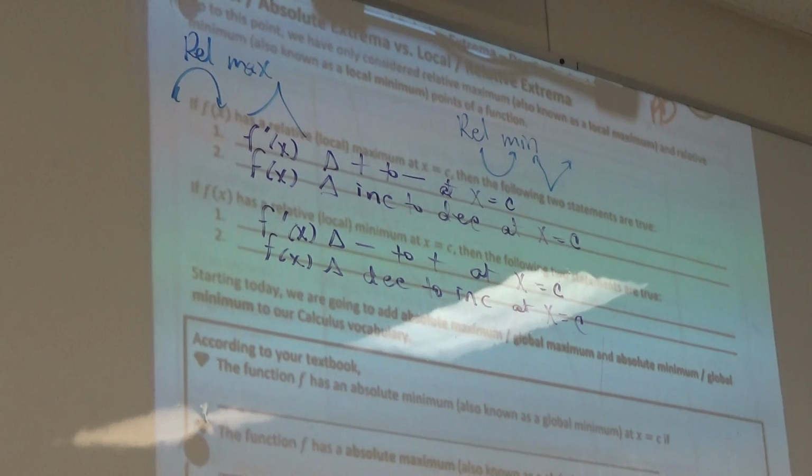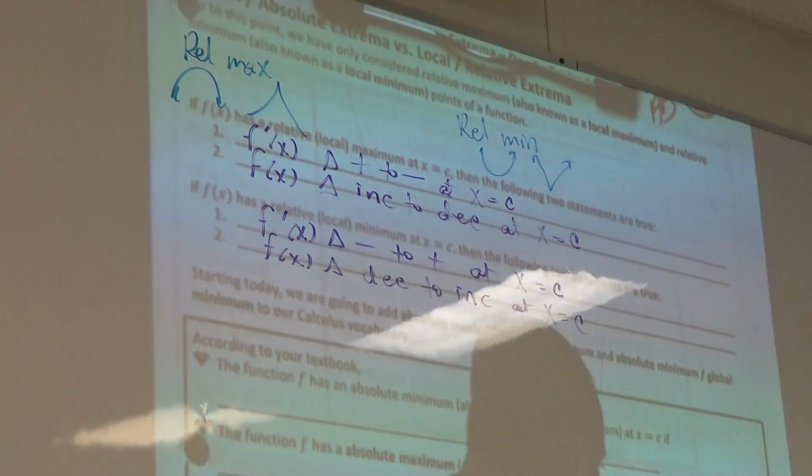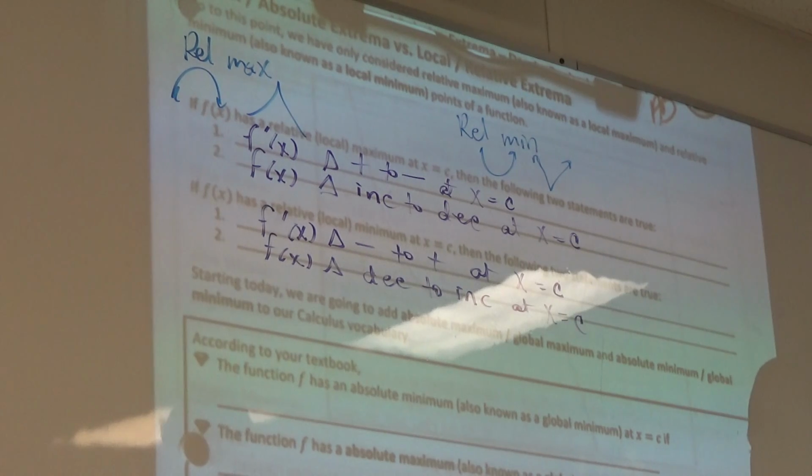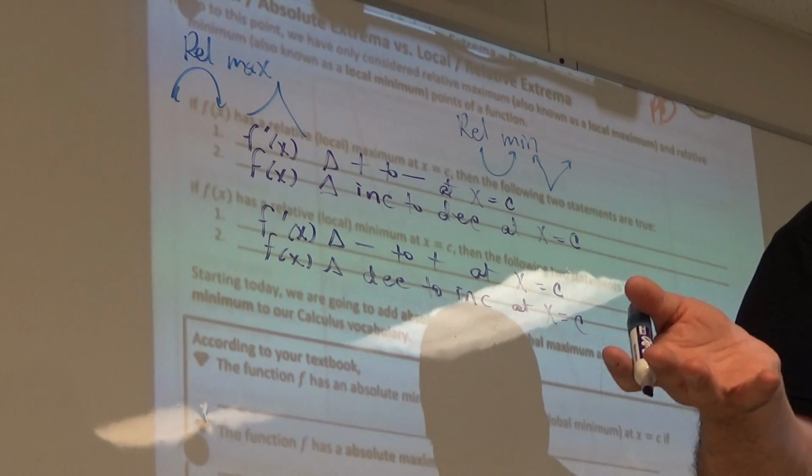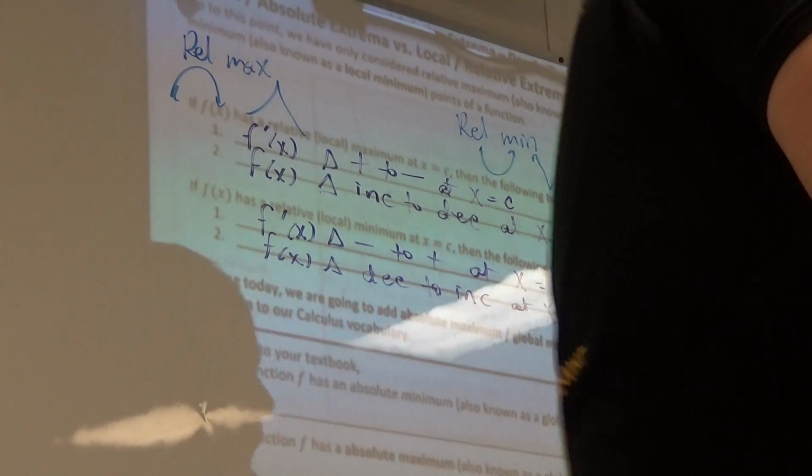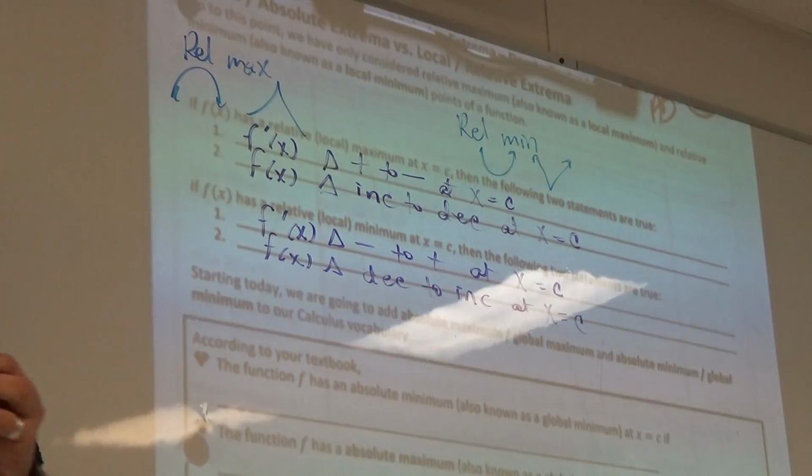Some textbooks, in addition to saying relative max, also use the word local. So a local maximum is the same thing as a relative maximum. A local minimum is the same thing as a relative minimum. We're good? Good. All right, so new vocabulary word coming here.